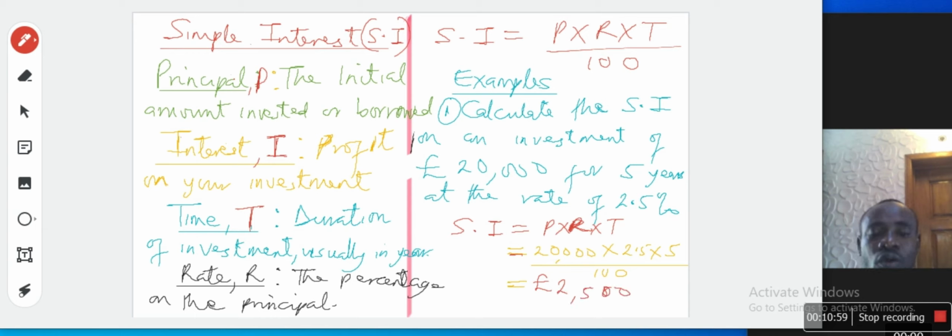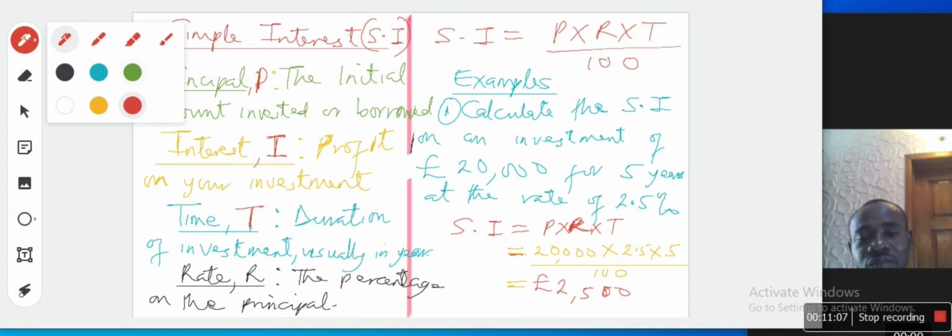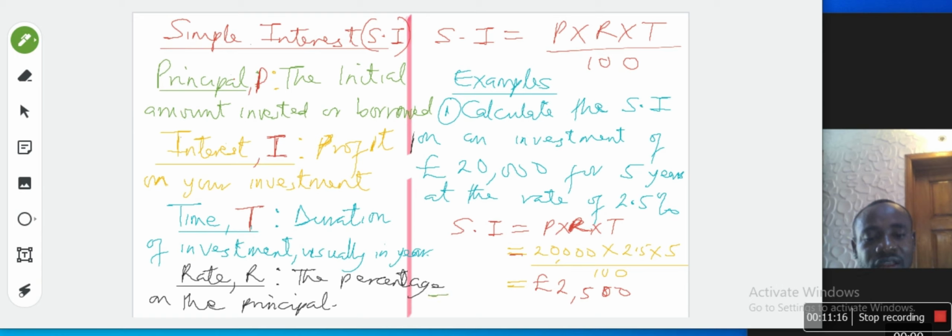So what will be the total amount the investor will receive at the end of 5 years? What will be the total amount? Did you hear me? If you invested this amount, what will be the total amount you will receive at the end of the duration of the investment? By the way, total amount is represented by capital letter A.